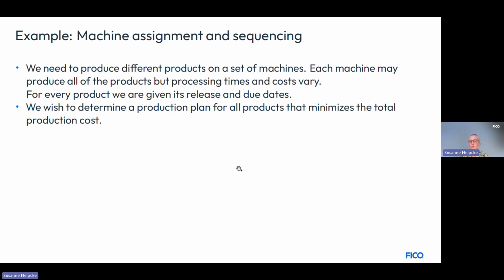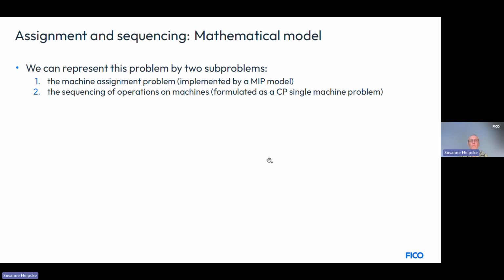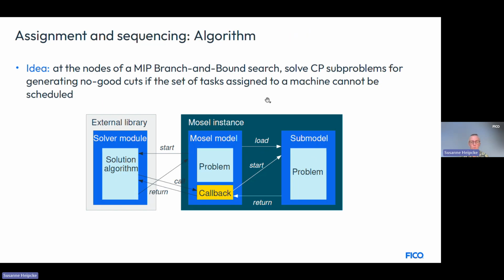Now, machine assignment and sequencing. We want to produce different products on a set of machines, but these machines have different characteristics. So they have, for doing the same job, different processing times and possibly different costs. And then we have release and due dates per product. What we need to determine is a production plan that minimizes the total cost. So we have a machine assignment problem: what goes where. Then we have on every single machine the sequencing of operations. The assignment is better formulated as a MIP model, and the sequencing is easily implemented as a constraint programming model. It can also be implemented as a MIP model, but at least for the example we have run, the CP is faster for this type of sequencing decisions.